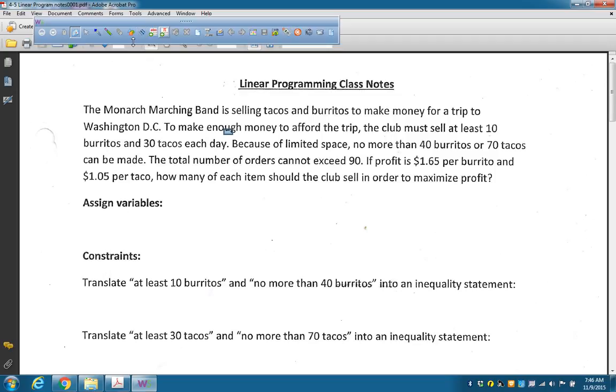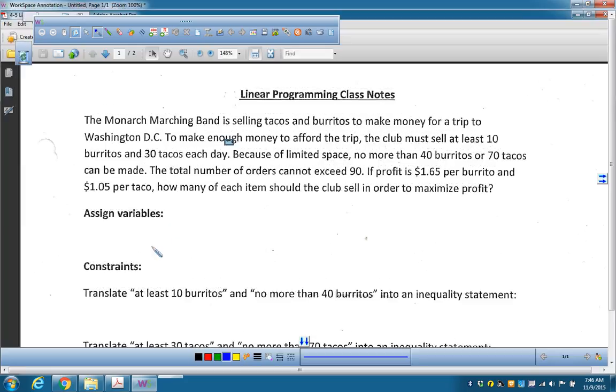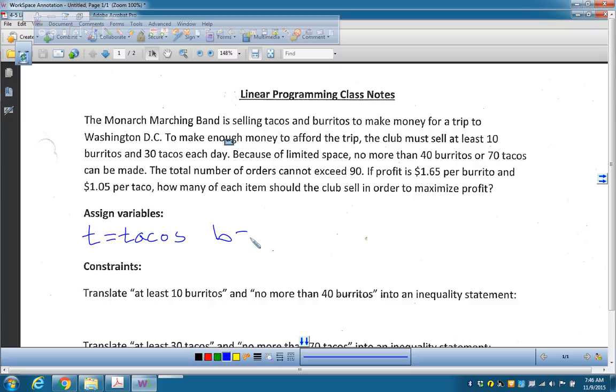Okay? Well, your first task should be to assign some variables. So the first variable that I would assign is let t equal what? I would let t equal tacos. That would make more sense to me. I know you're just kidding around. And b equals the number of burritos.